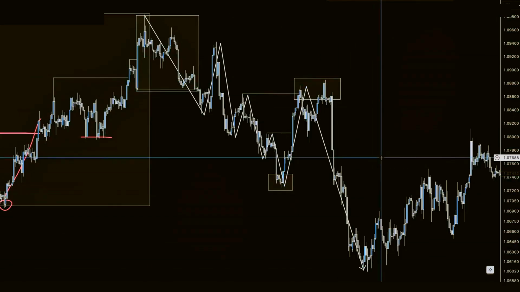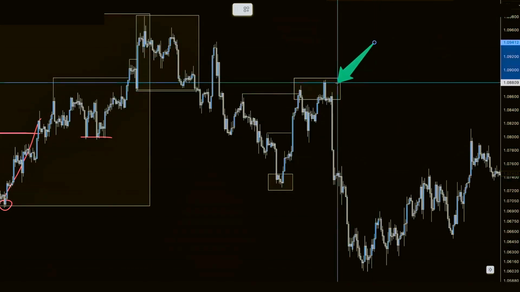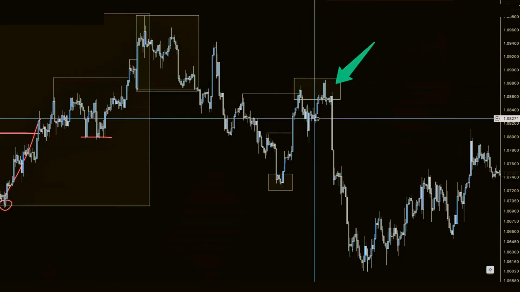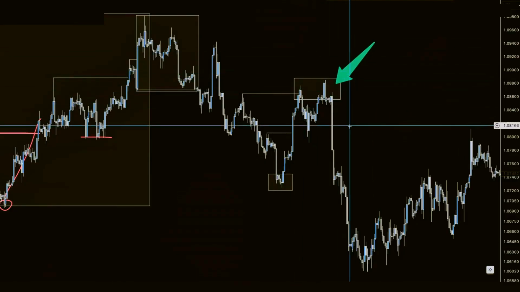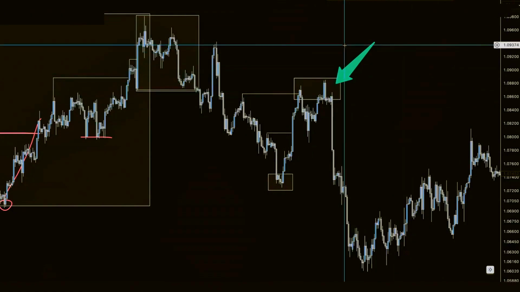Of course, there are ways to determine if movements like these are true breaks of structure or just a trap. I've placed a link in the corner of the video. You can watch a detailed lesson on that part.